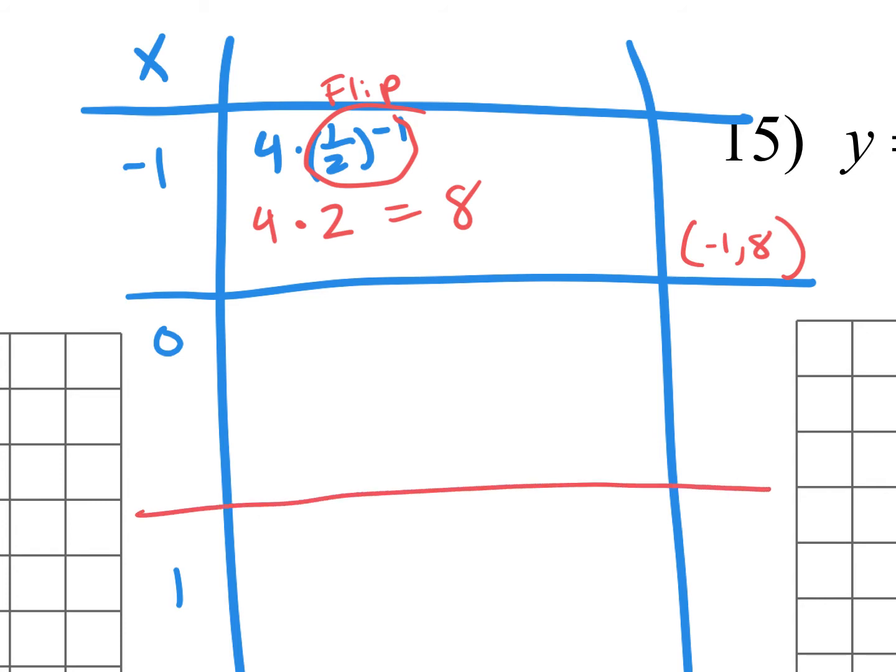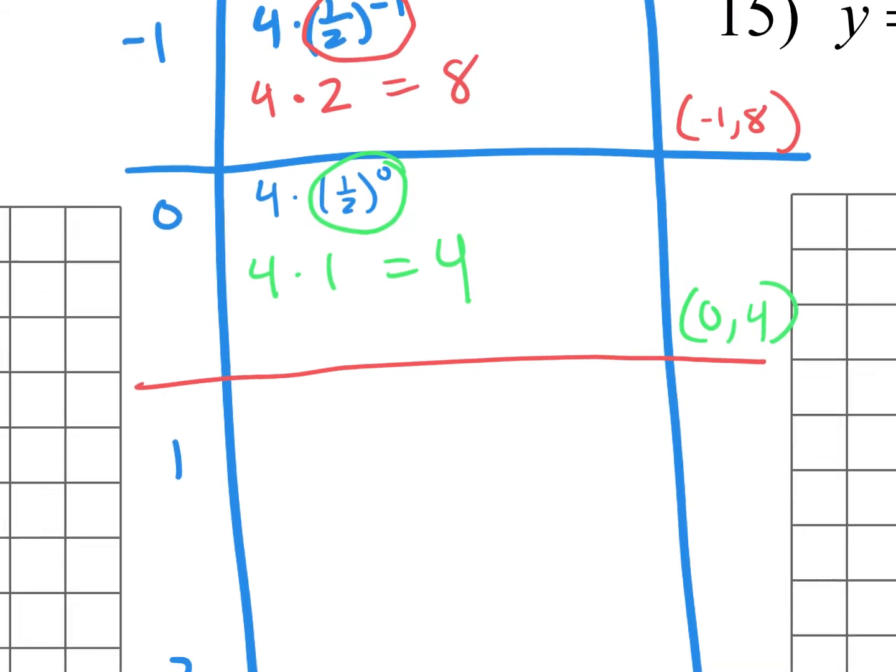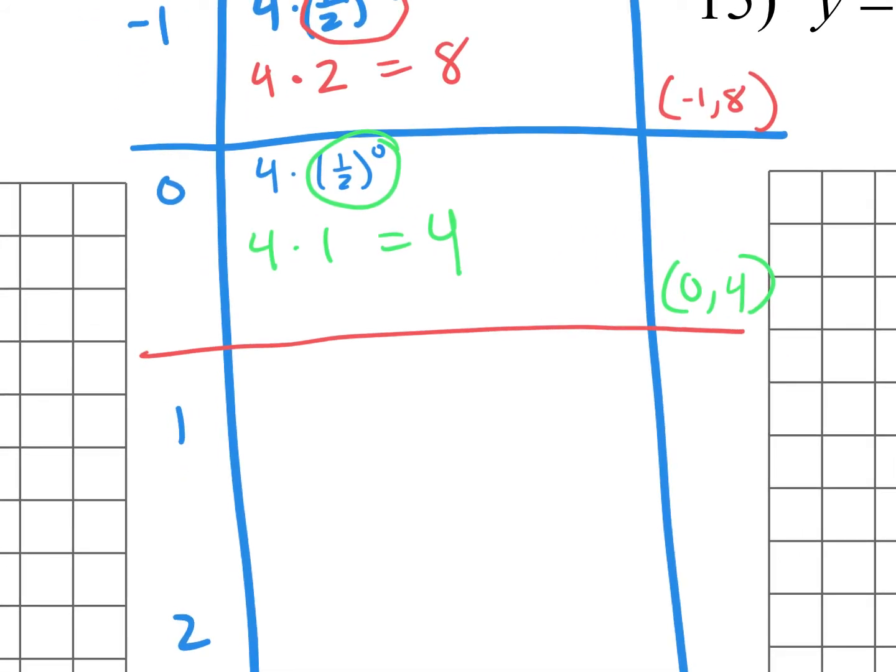Next, I plug in 0. So I have 4 times 1/2 to the power of 0. What is 1/2 to the power of 0? 1. So this is 4 times 1. What's 4 times 1? 4. So what's my point? 0, 4. Anything to the power of 0 is 1, yes.